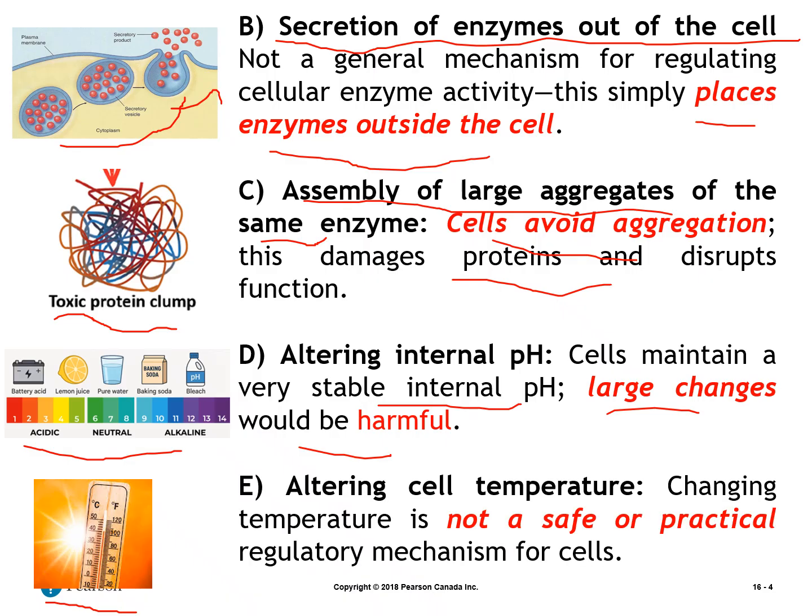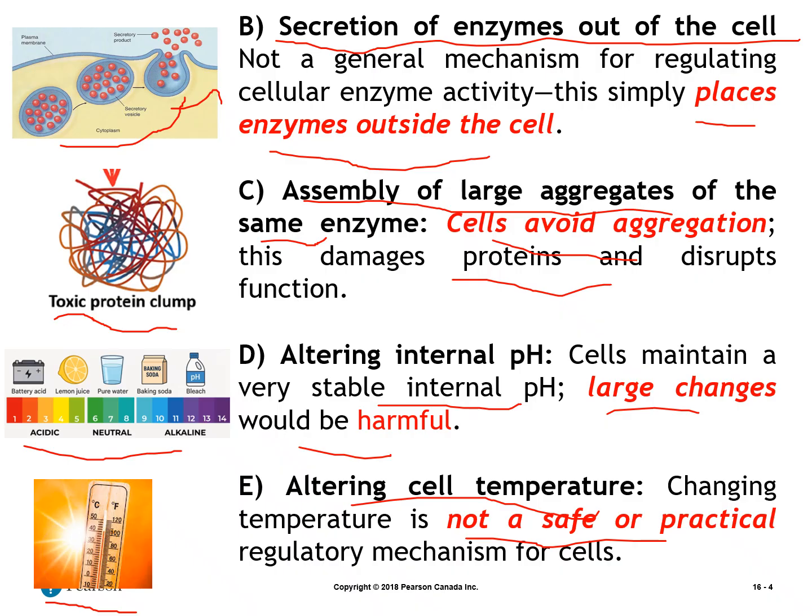Another option is E, altering the cell temperature. This definitely is going to regulate the enzyme activity. However, this is not a safe or practical way to regulate enzyme activity. It can actually be dangerous. If you increase the temperature too much or reduce it too much, it will create denaturation of the protein. So this is not a way that cells generally use to regulate enzyme activity.